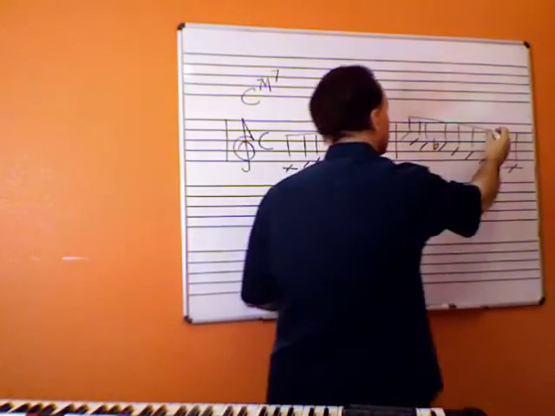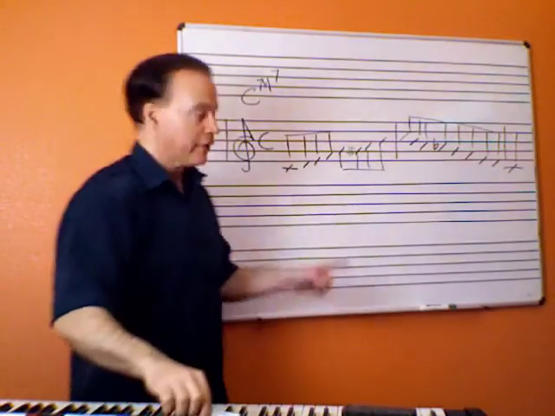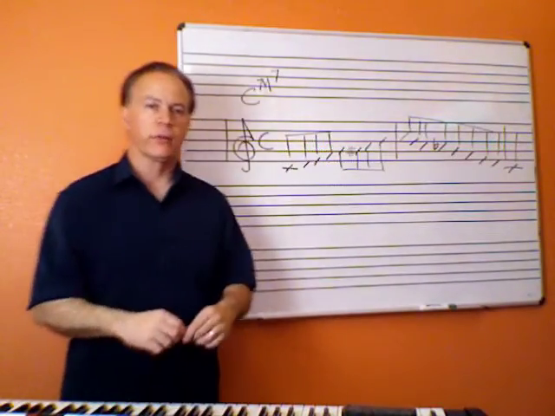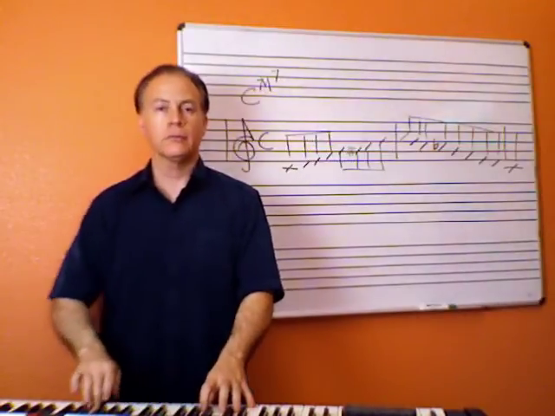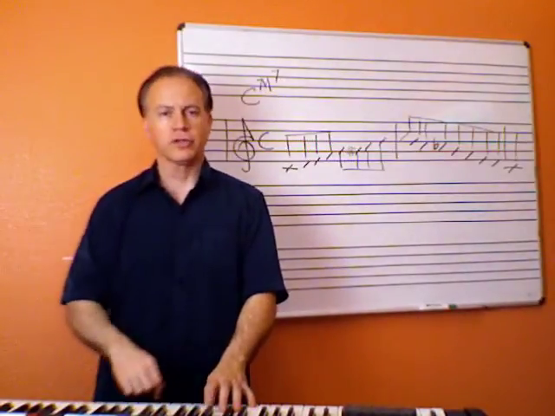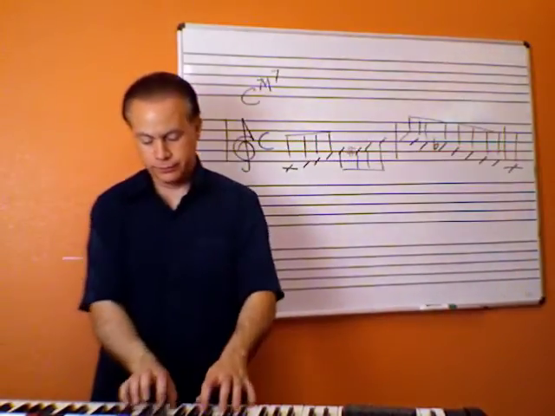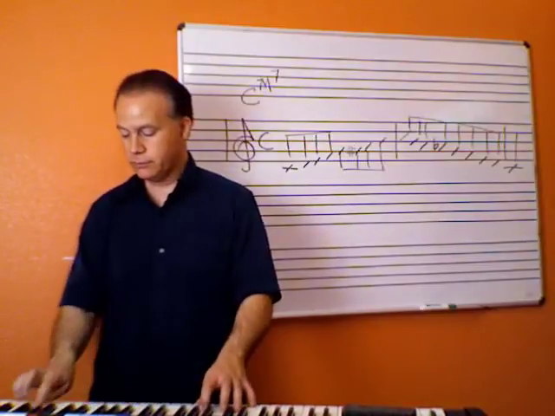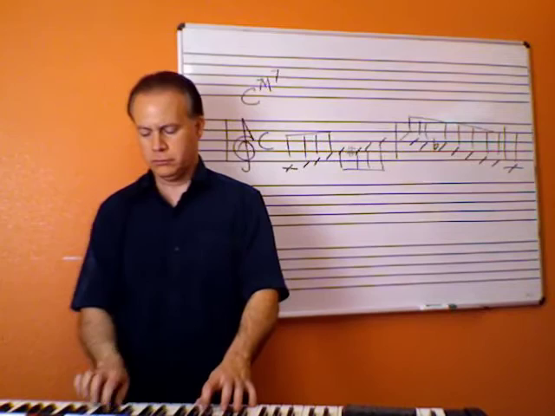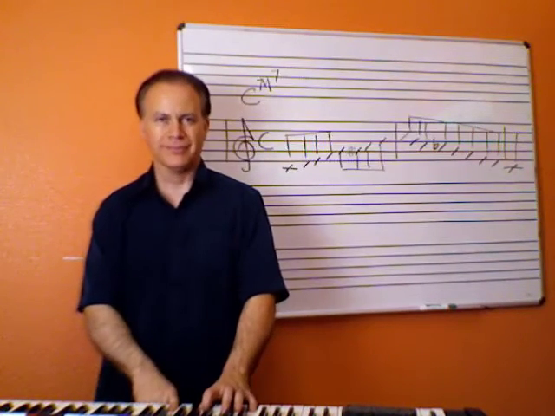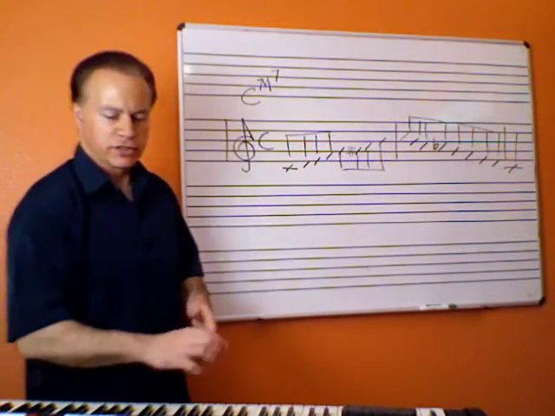There we go. You can see I call it a G sharp on the way up and an A flat on the way down. That's just for ease of reading. So here's our major bebop scale. Okay, sounds good on a major 7th chord.